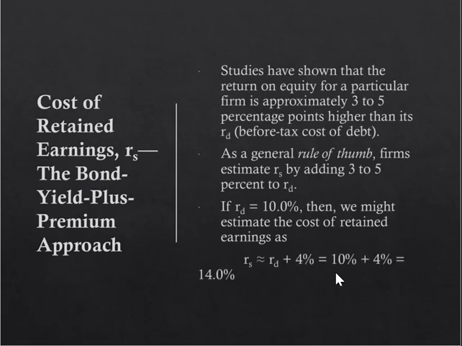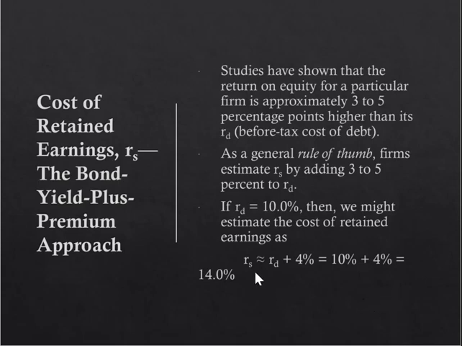Cost of retained earnings. The other one is to look at a bond yield plus premium approach. Studies have shown that the return on equity for a particular firm is about 3 to 5 percentage points higher than the cost of debt. And so if you want to estimate what the return requirements are for the equity, you can take the current cost of debt, add 3 to 5%, and get to an estimate for the required return on stock. And this is sometimes useful when you don't have publicly traded equity, when you have a privately held company, but you do have either publicly traded debt or there's bank debt that you can analyze.